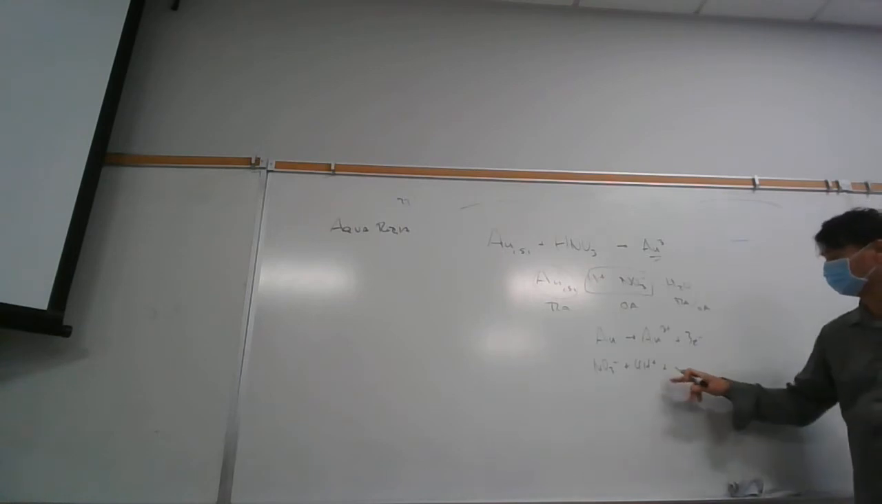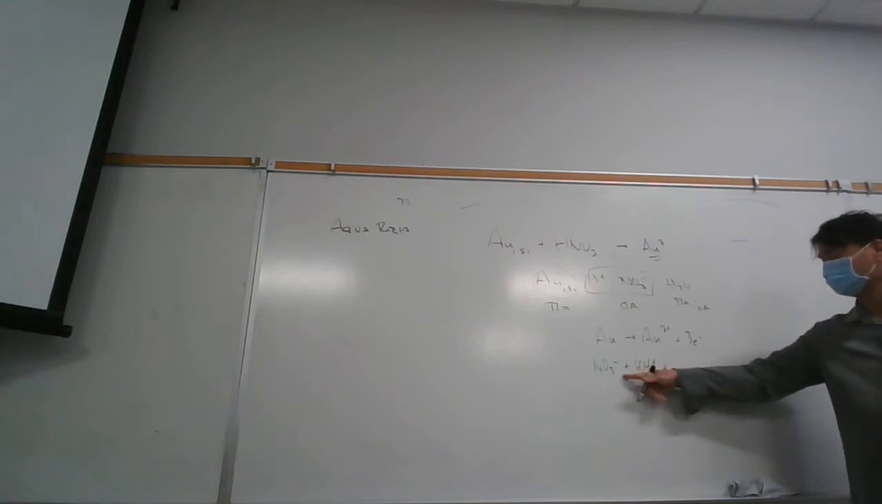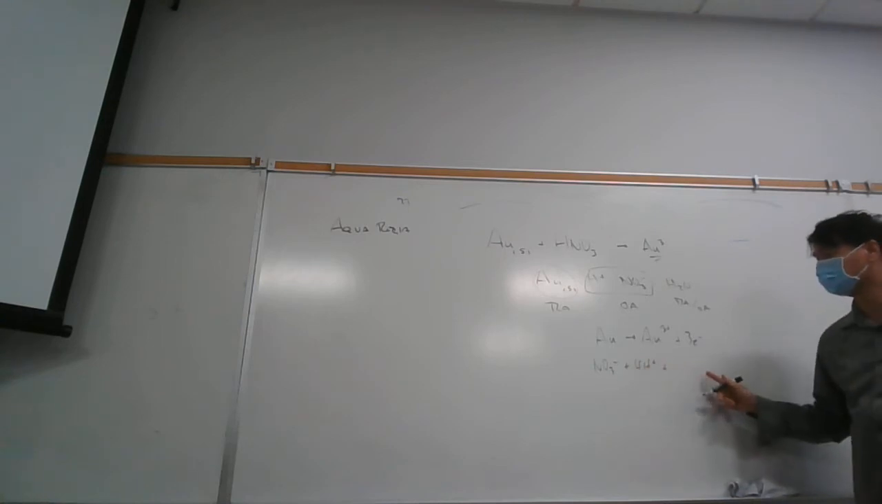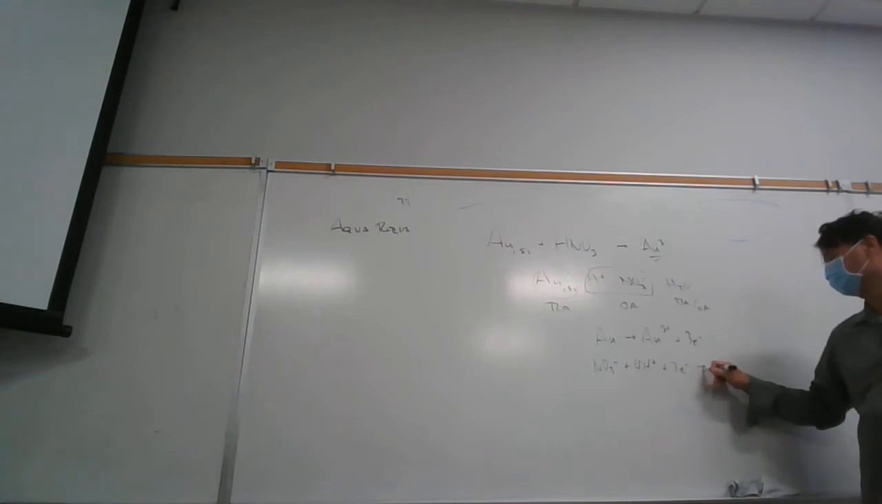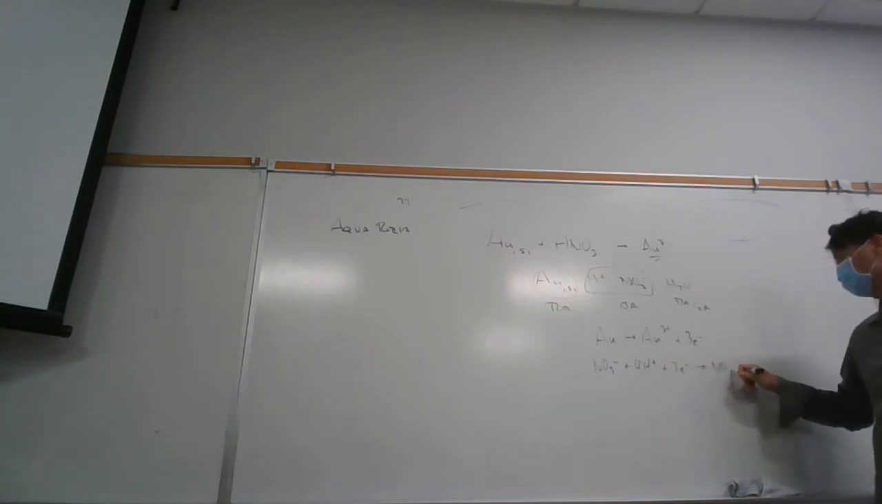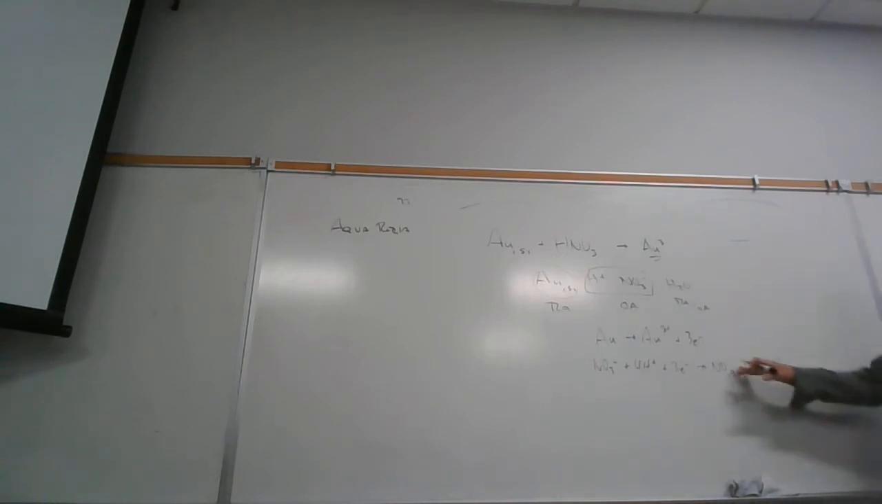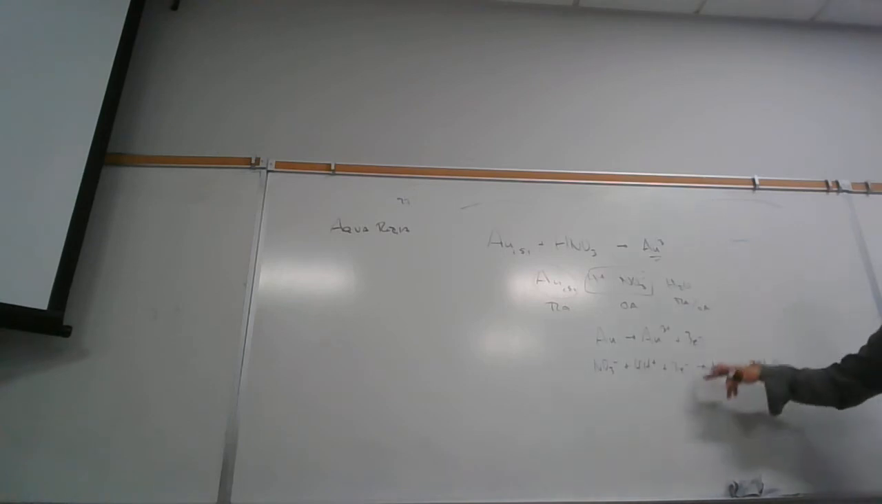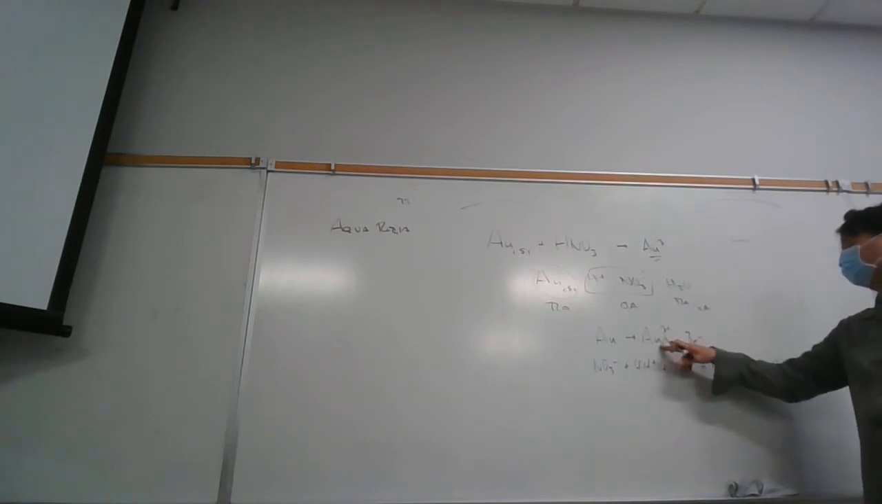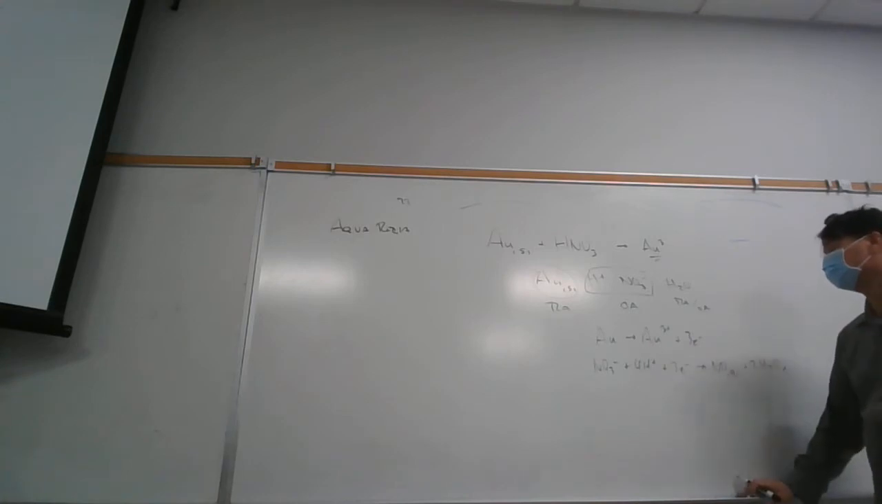Actually, what we could do is we could figure it out. Nitrogen goes from plus 5 here to plus 2. So plus 5 to plus 2 would be plus 3 electrons. This is going to form NO gas plus 2H2O. So we combine these two half reactions, and we'll end up with gold 3 plus.